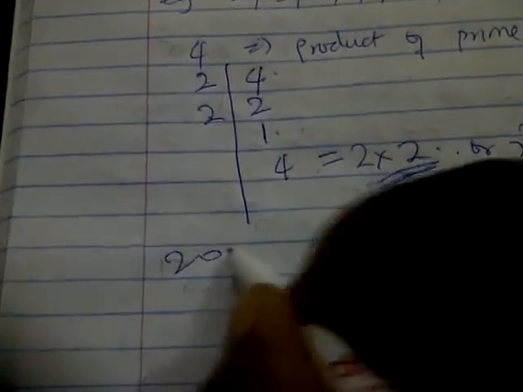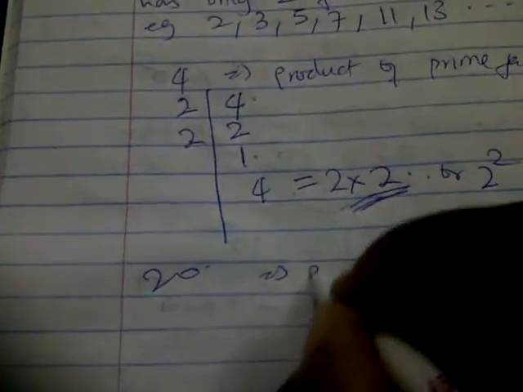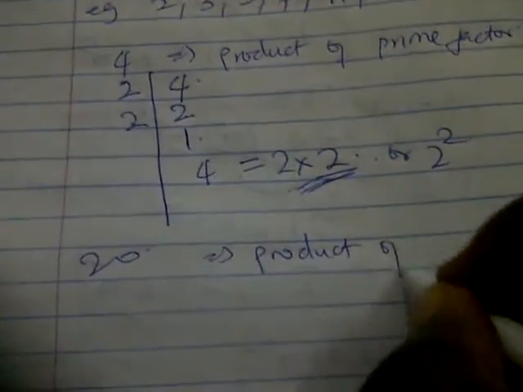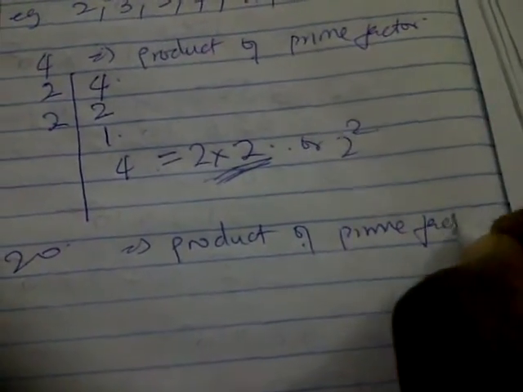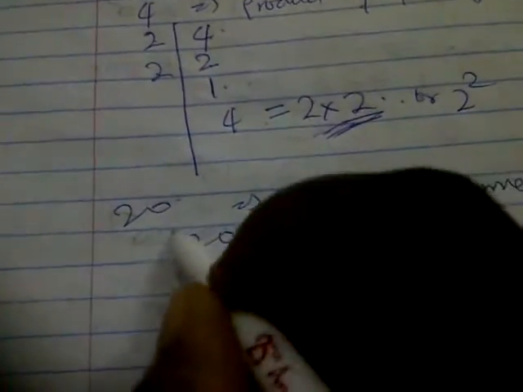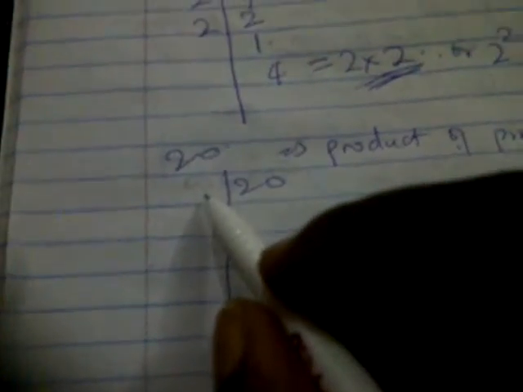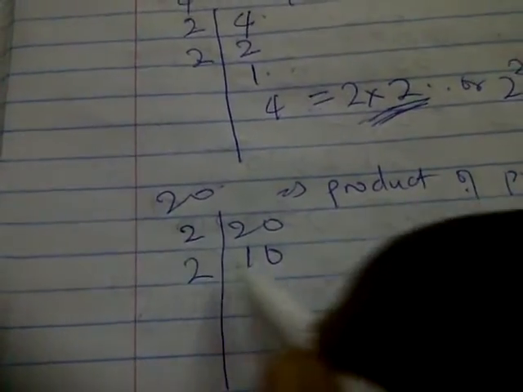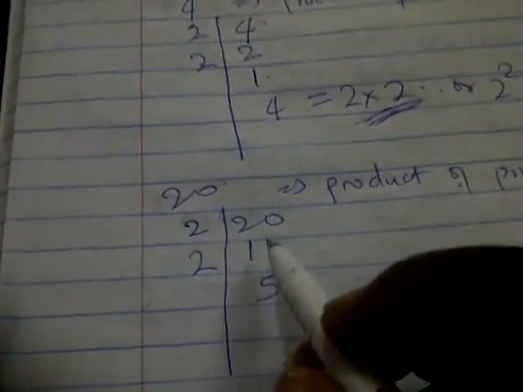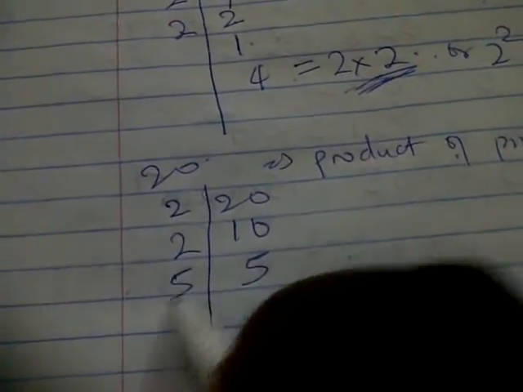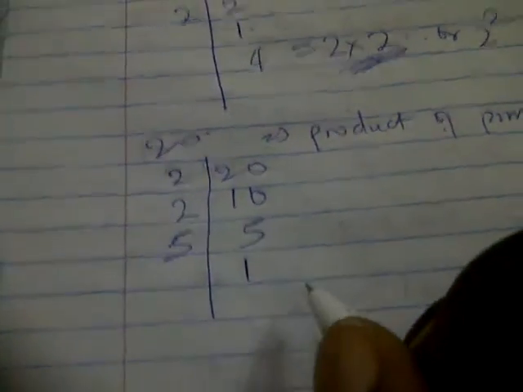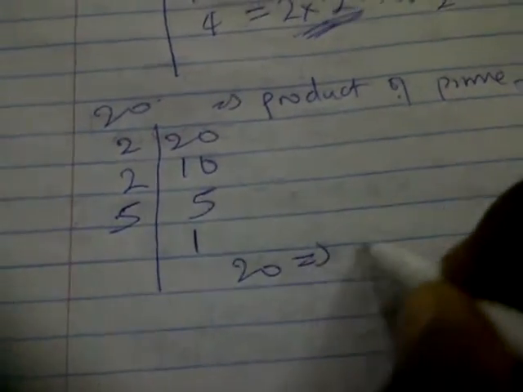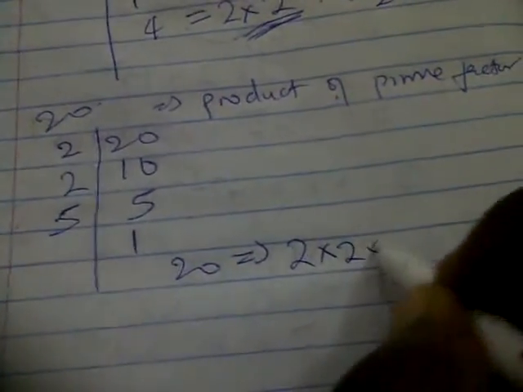Okay, now let's work for 20. If you express 20 as a product of its prime factors, we'll try using this method too. Now, the first prime number that can go into this without a remainder is 2. So 2 into this is 10. Okay, now 2 will also go in again. 2 into this is 5. Now the next prime number that will divide 5 without a remainder is 5. 5 divided by 5 is 1. So that means 20 as a product of its prime factors is 2 times 2 times 5.